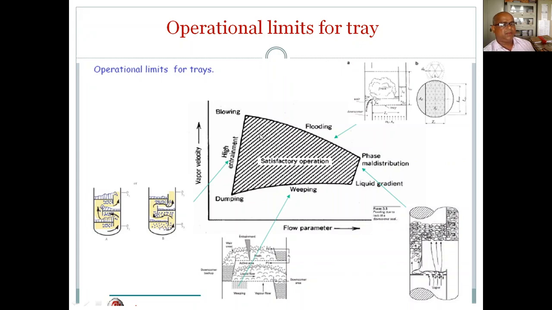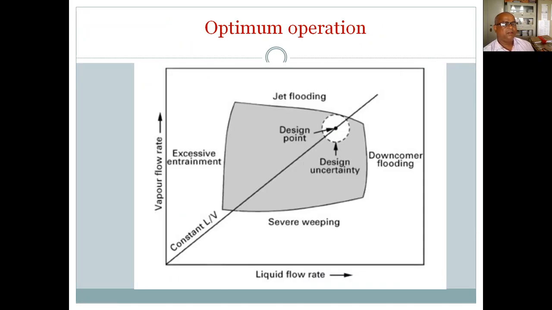Now you cannot go to either of these, so you have to keep the flow rates in a satisfactory operating region. So you should not go into flooding, blowing, entrainment, dumping, weeping, all these things. If you keep this very high, then there will be phase mixing, meaning no phase will be distributed, it will just go like this. So this is your column operating zone. This is the satisfactory operating region. So this is another way of picturing where you are operating.